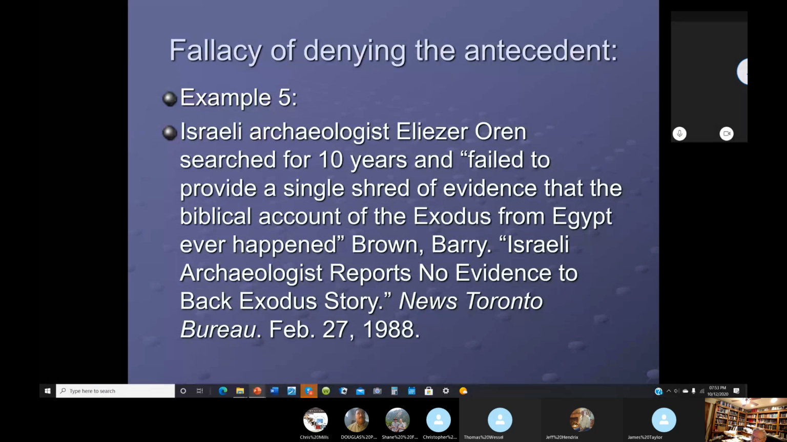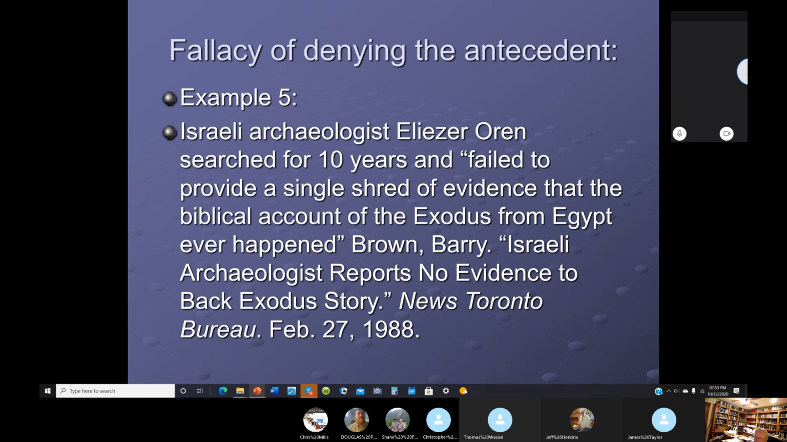Again, this argument was made, and here's where it was made. The Israeli archaeologist, most of your Jews today are basically atheists, Eliezer Oren, searched for 10 years and failed to find a single shred of evidence that the biblical account of the Exodus from Egypt ever happened. And this is, of course, in the News Toronto Bureau, February 27, 1988. I took it right out of that source. There's no evidence to back the Exodus story.